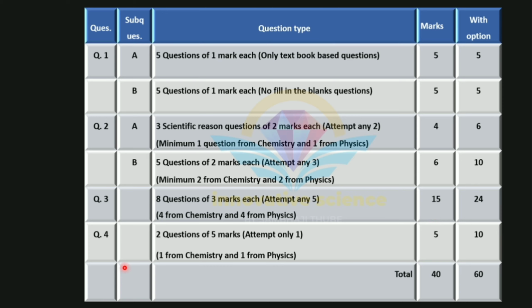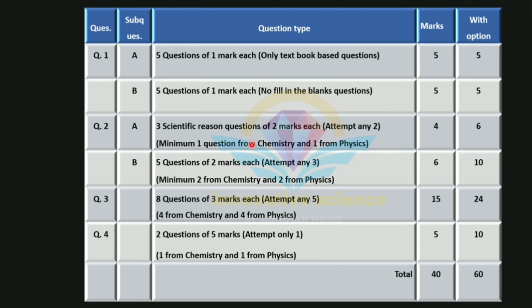In question number 4, it has 5 marks. From the given 2 questions, you have to solve any 1 question. 1 question will be from chemistry and 1 will be from physics. So, students, kindly pay attention here. Same weightage is given in each question.